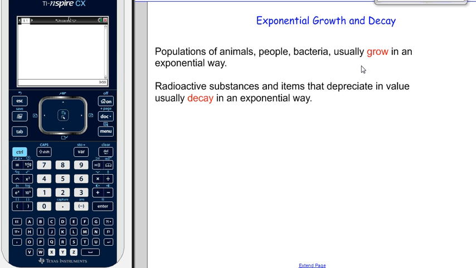Today we're going to look at exponential growth and decay. Populations of animals, people, and bacteria usually grow in an exponential way, hence growth. And radioactive substances and items that depreciate in value, such as the price of a car, or basically the price of most items, decay in an exponential way.